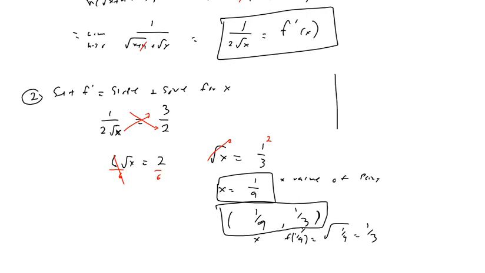Remember, square root graphs look like this. The x value of 1/9, y value of 1/3. At that point, that's going to have a slope of 3/2. Interesting, right?